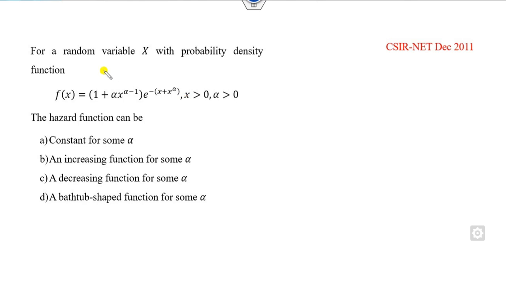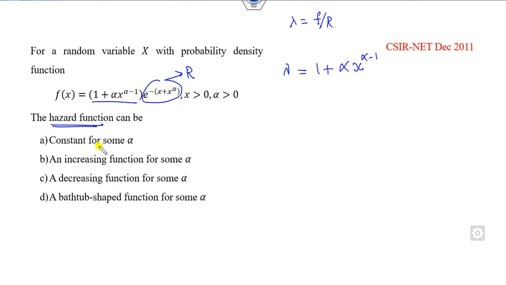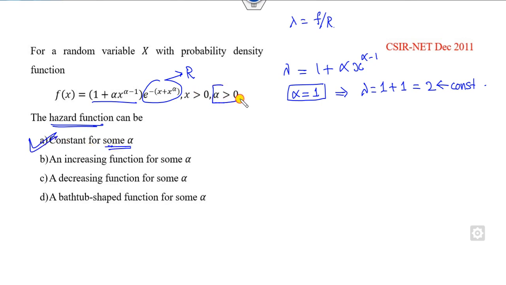Okay, look at this another one. You have to find the hazard rate. Again you have to check from f by r. So what is that? This is my r, this is my lambda. So 1 plus alpha x raised to power here. Check whether it's a constant for some alpha. When it will be the constant, when x will be 0, coefficient of this. So if I take alpha is 1, what is my lambda? Lambda will be 1 plus 1, it is my 2, and 2 is my constant number. So yes, it is 2 for some alpha, because alpha is my greater than 0.